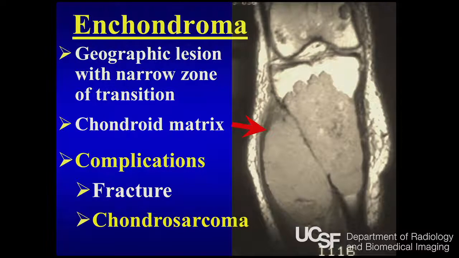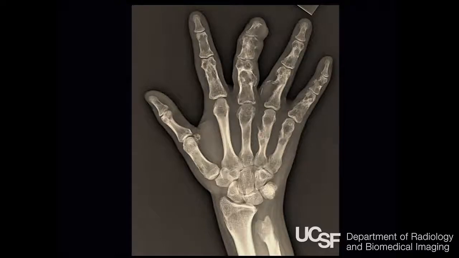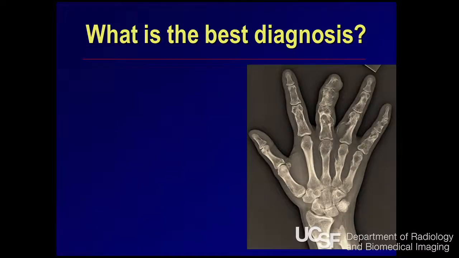Besides fractures, the other dreaded complication of enchondromas is dedifferentiation into a chondrosarcoma. Note the cortical breakthrough and large soft tissue mass adjacent to the tibia. What about this case? What's the best diagnosis here?